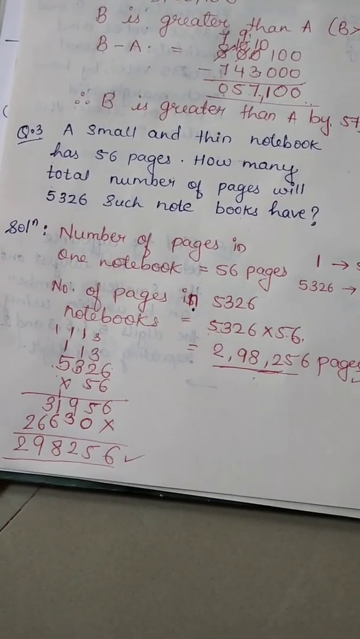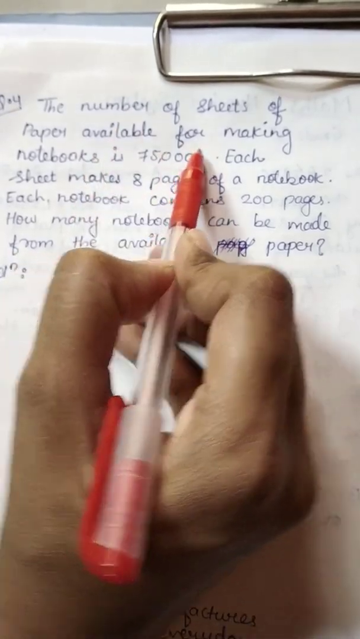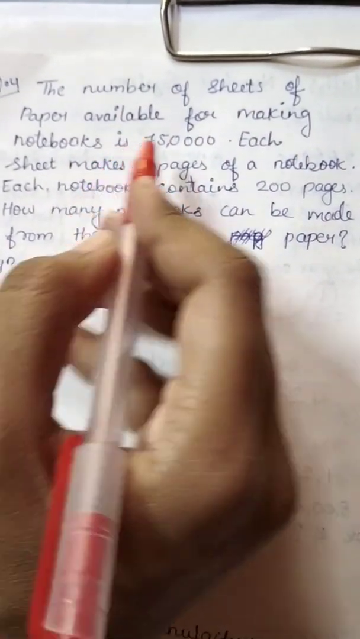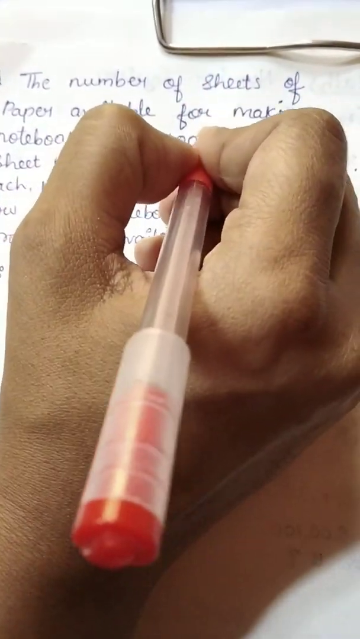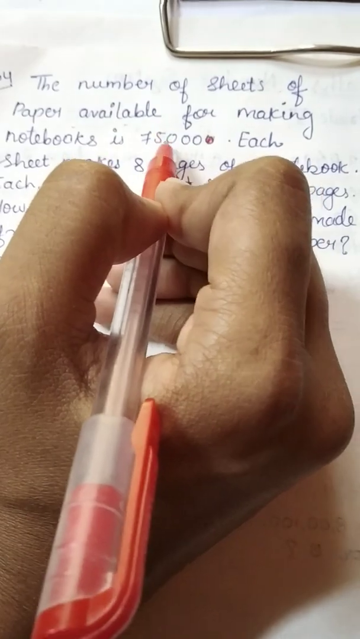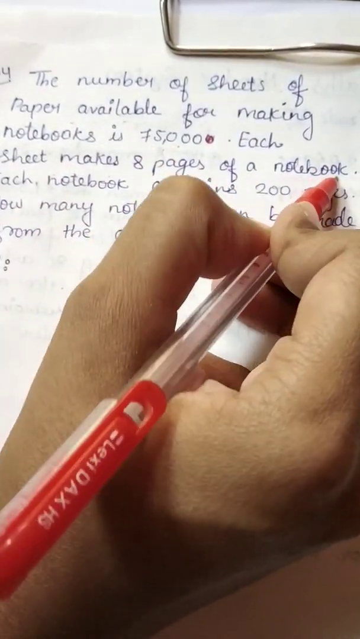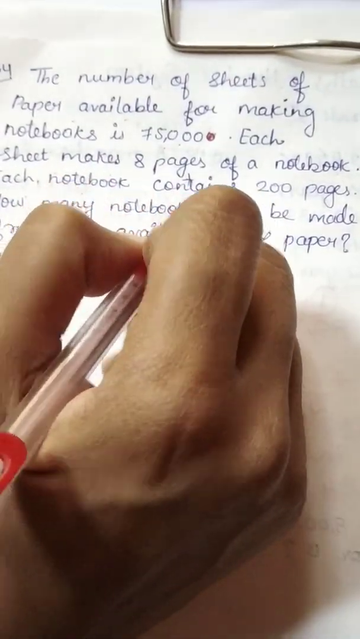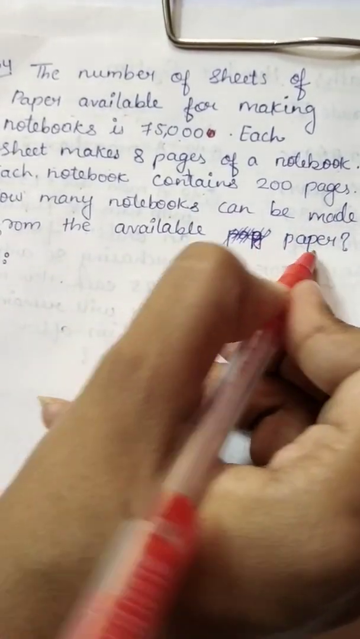Hope you got it. The number of sheets of paper available for making notebooks is 75. Sorry, I repeat, there is a mistake. So the number of sheets of paper available for making notebooks is 75,000. Each sheet makes 8 pages of a notebook. Each notebook contains 200 pages. How many notebooks can be made from the available paper?